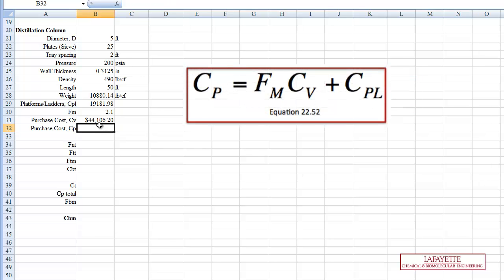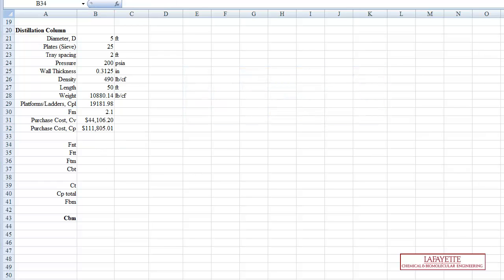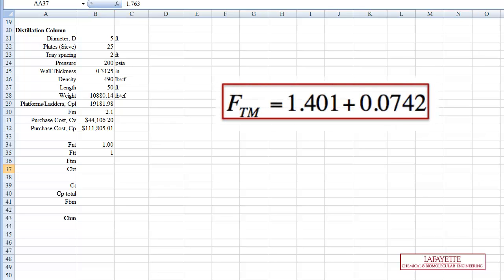The purchase cost of construction of the infrastructure of the column is given by CP. As there are 25 trays in the column, FNT can be assumed to be 1. FTT also has a value of 1 as sieve plates are being used. However, FTM must be calculated via the following equation.